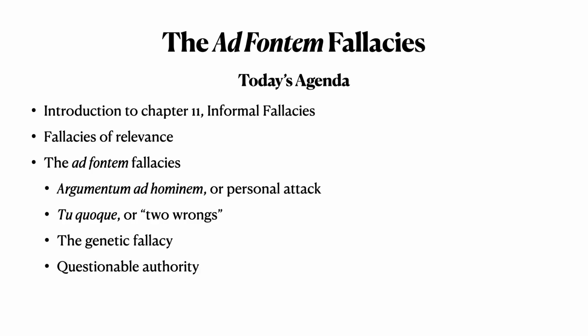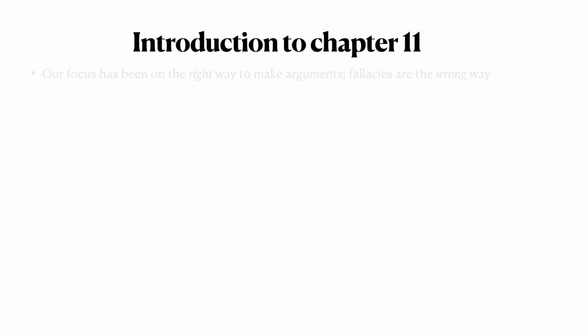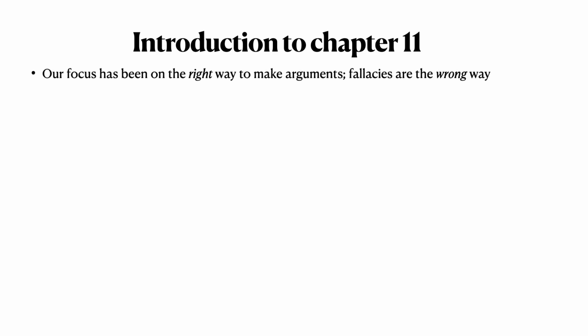So let's get started. All right, our focus so far has been on the right way to make arguments. Fallacies are the wrong way to make arguments, and it makes sense that we focus on the right way before the wrong way. We can learn from our mistakes and we can learn from bad examples, but we always want to know how to do something right, even if we then proceed to examine what goes wrong when we do it the wrong way.